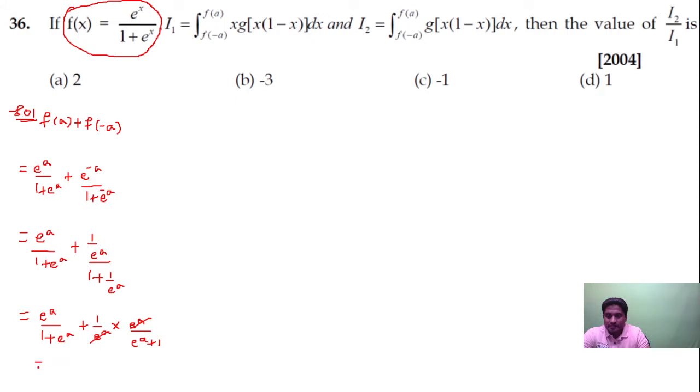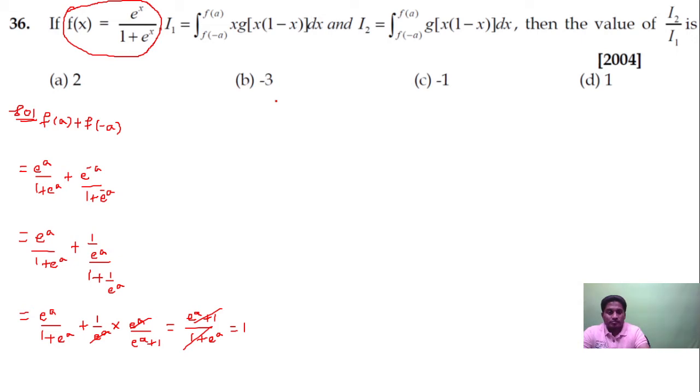So if I take the LCM as 1 plus e power a, this is e to the power of a plus 1, this cancels, you get 1. Okay, so I'm going to use the property. This is anyways 1.